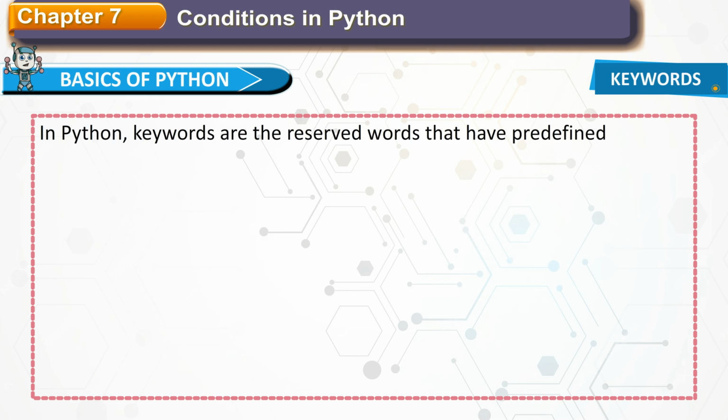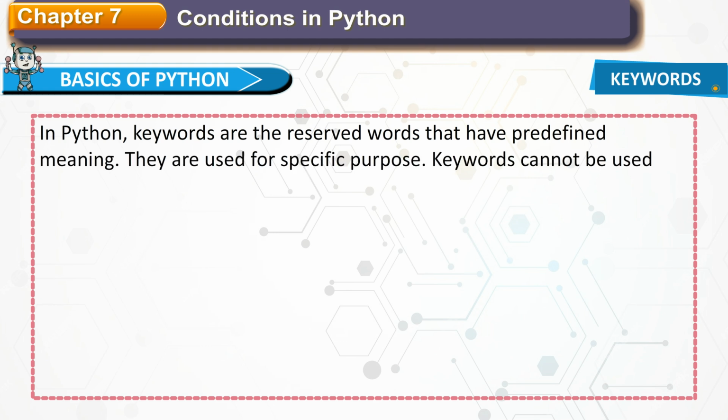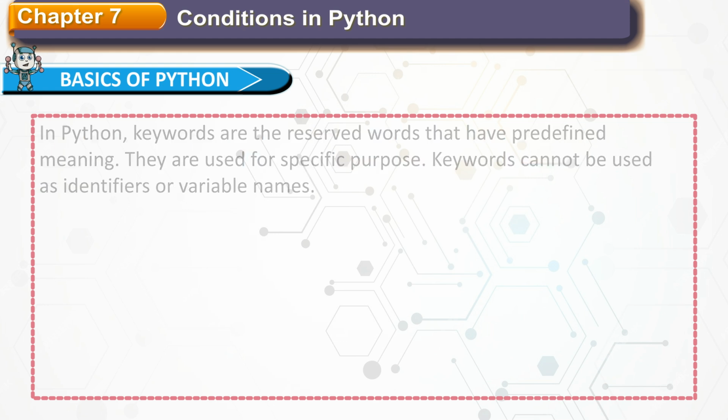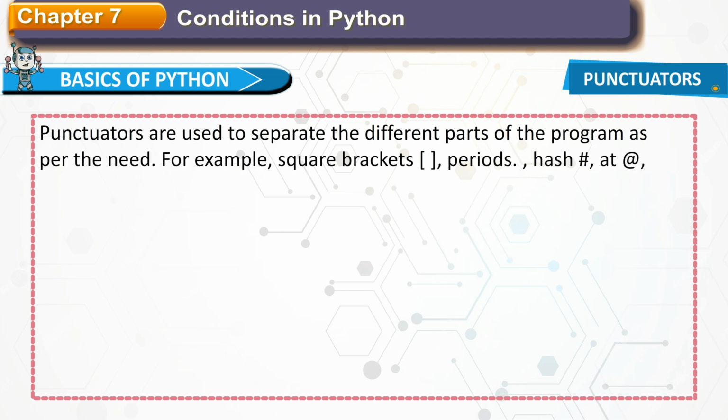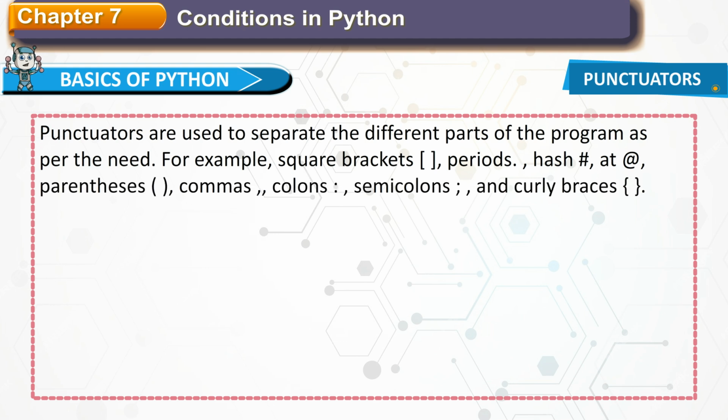Keywords. In Python, keywords are the reserved words that have predefined meaning. They are used for specific purpose. Keywords cannot be used as identifiers or variable names. Punctuators. Punctuators are used to separate the different parts of the program as per the need. For example, square brackets, periods, hash at the rate, parentheses, commas, colons, semicolons, and curly braces.